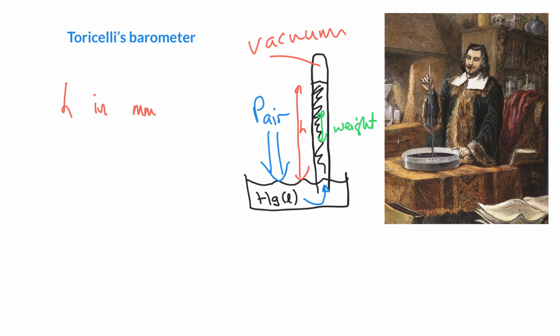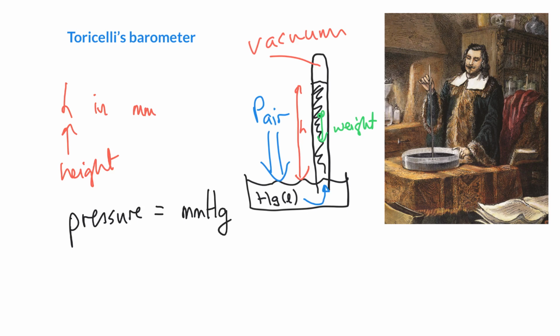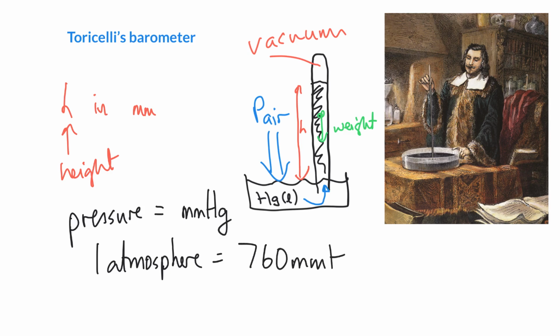So this is height, H. I'm very sorry, my handwriting's appalling. In millimeters. And we use this as a proxy for pressure. So we talk about this pressure in millimeters of mercury. Millimeters, and the symbol for mercury is Hg. On a normal day, we have an air pressure which we call an atmosphere. 1 atmosphere is the equivalent of a mercury column that's 760 millimeters tall. So 1 atmosphere is 760 millimeters of mercury.